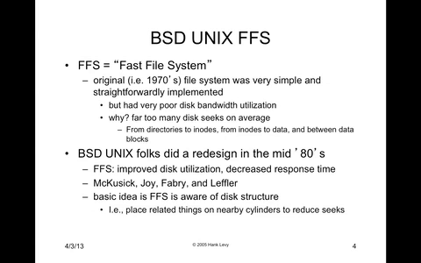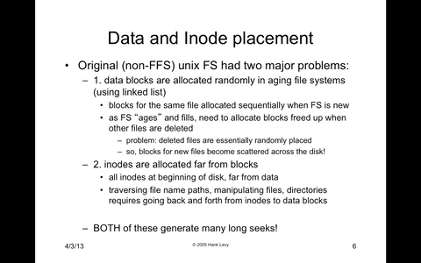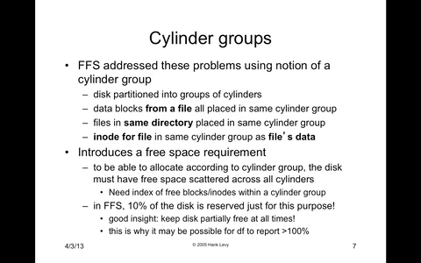Okay, so let's start talking about how FFS solved this. The first thing they did is they said, we need a way, an abstract notion of locality within a disk. We need a way to say there's some set of things that are nearby and things that are not far apart. And they came up with what they call a cylinder group.